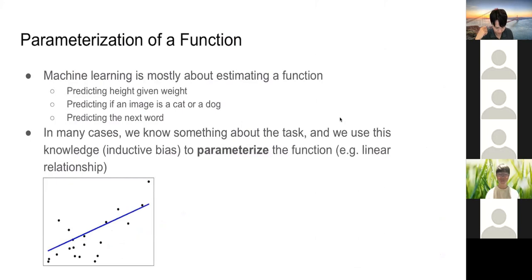And the last thing was the fact that in machine learning, what we are really interested in is estimating a function for given input and output relationships. That can be as easy as predicting height given weight, predicting if an image is a cat or dog, or predicting what the next word is, which is a basic language model. In many cases, we know something about the task, and we want to use this knowledge to parameterize, or basically describe, the function, or define what possible solutions there are, so that you can prefer or prioritize one solution over another.